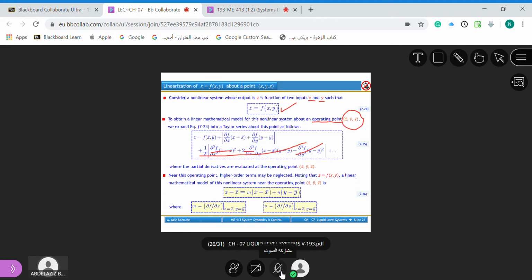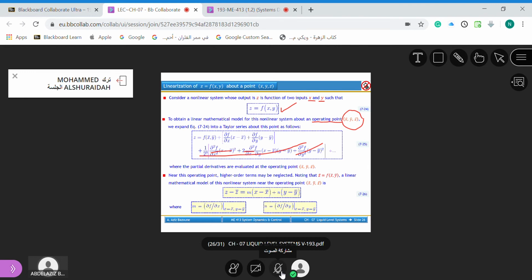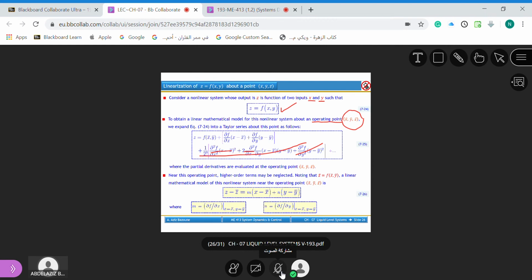This will be the slope in the direction of x, which is called m in this case. And df over dy will be the slope in the direction of y, called n. Then we can write our equation: z minus z bar is equal to m (x minus x bar) plus n (y minus y bar). Remember, x bar, y bar, z bar are the operating point. m is the slope in the x direction, and n is the slope in the y direction.